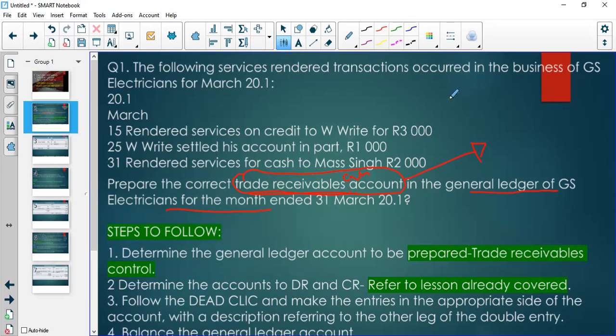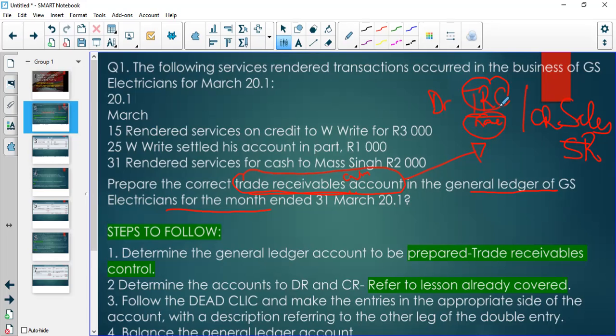So you're going to say debit trade receivables control plus the name of the customer, and you're going to credit sales. That's the initial transaction, because it's either sales or services rendered depending on the nature of the service you provide. On the debit side, we debit trade receivables control. We also record the name of the customer because we want to remember this person, since trade receivables control just gives you the totals. You won't be able to see who is who. You just have the total amount.